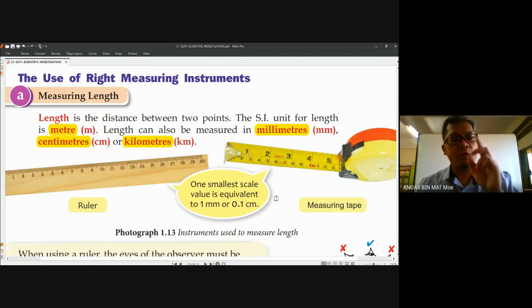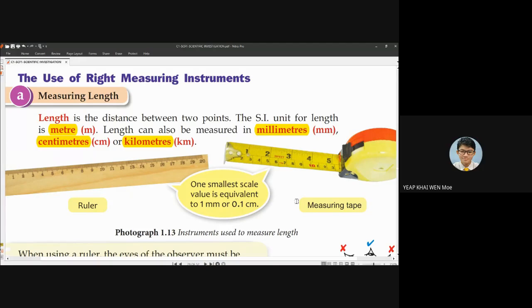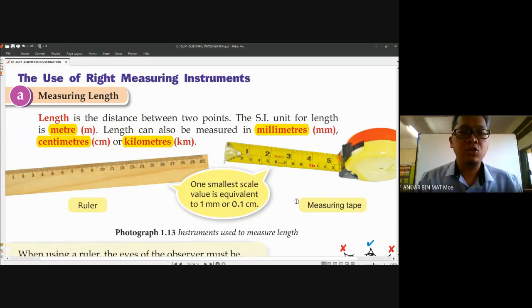1 meter equals how many centimeter, class? You must understand the conversion first. 1 meter equals how many centimeter? Anybody? 100. Yes, correct. Thank you. 1 meter equals 100 centimeter. If you already understand or memorize the conversion, then you can do the conversion with no problem.